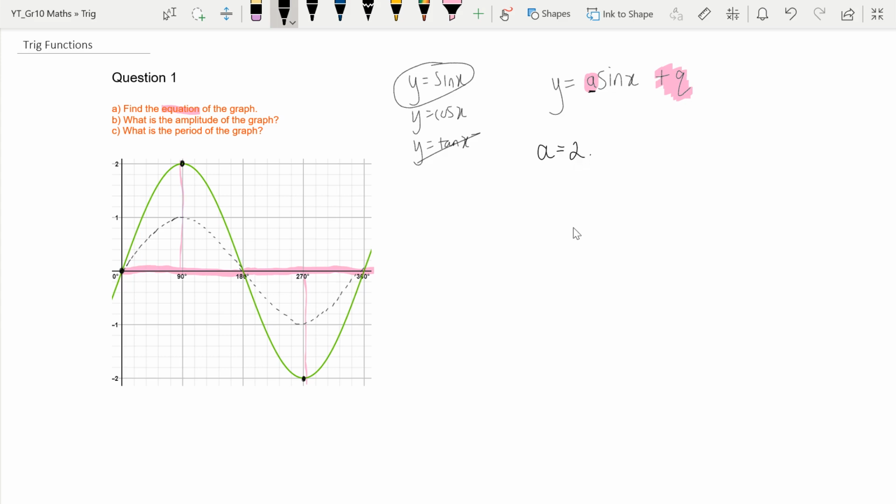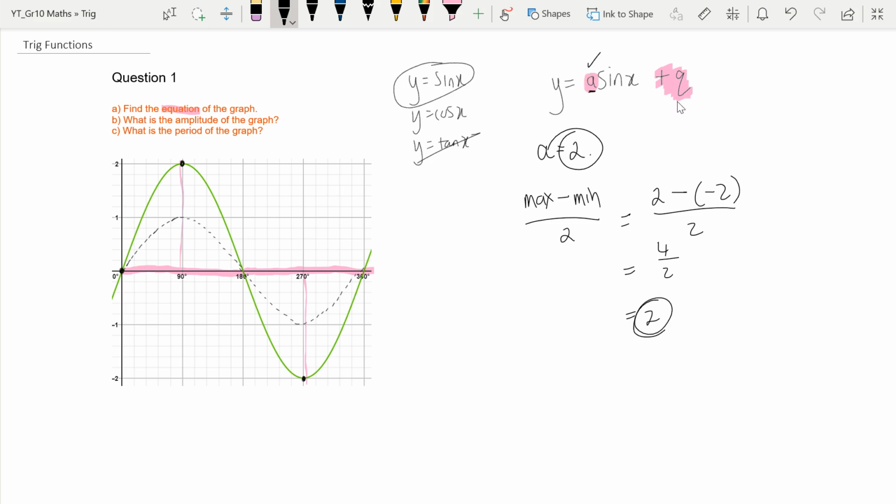How can we also work that out? Take your max, subtract your minimum, and divide that by 2. That will also always give you that A value. Your maximum is 2. Your minimum is negative 2. Just watch your substitution there, which would give us 4 divided by 2, and that also gives us 2. Great. So we already have the A value.